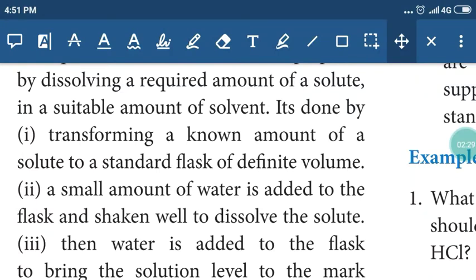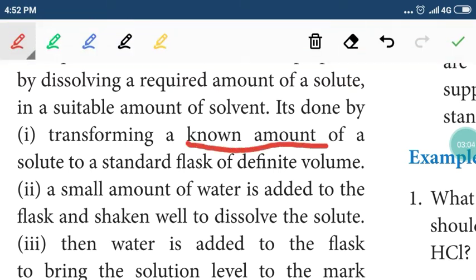First, we have to take a solute. For preparing a solution, we need a solute as well as a solvent. First, we take the solute, and it should be in a perfect amount. There should not be any error in measuring the mass of the solute. If 5 gram of solute should be taken, it should be exactly 5 gram. A digital balance will be very helpful to take an accurate amount of solute. So we will take a known amount of solute.